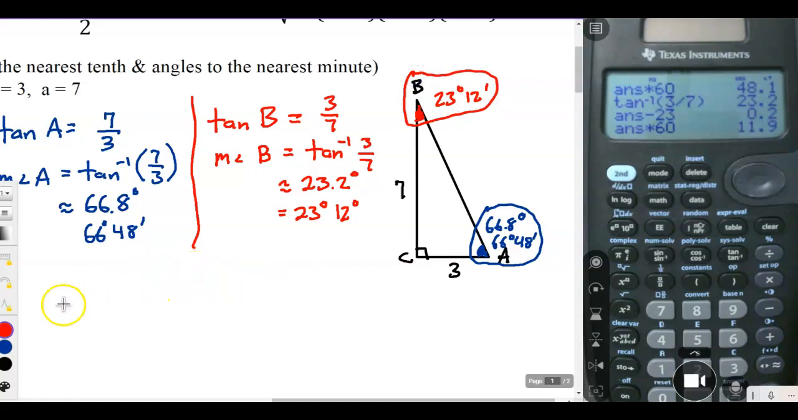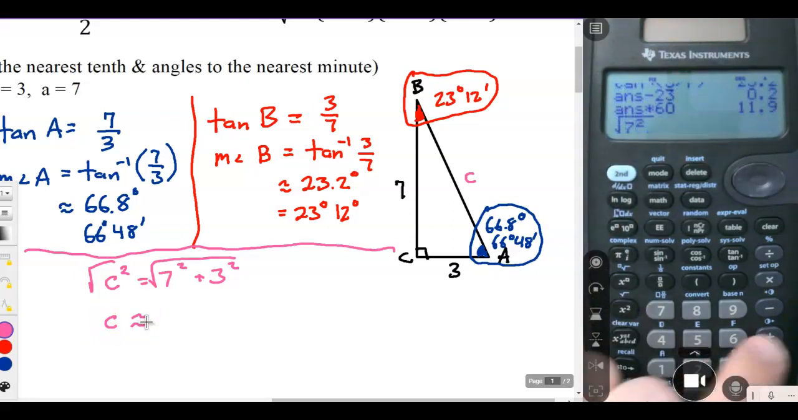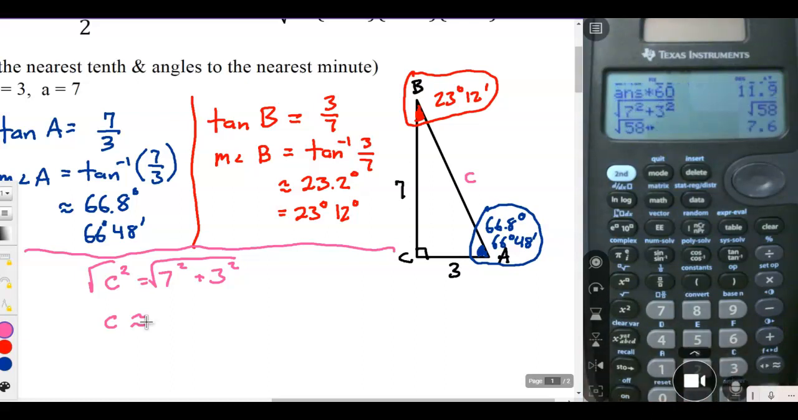And lastly, I'm going to find side C. Right? I need to find side C. And I can just use Pythagorean theorem, or I can do more trig, totally up to you. I'm going to go through and do Pythagorean theorem. So C squared will equal 7 squared plus 3 squared. And then, of course, I'll take the square root of both sides. And C will be approximately the square root of 7 squared plus 3 squared. So it is root 58, 7.6.